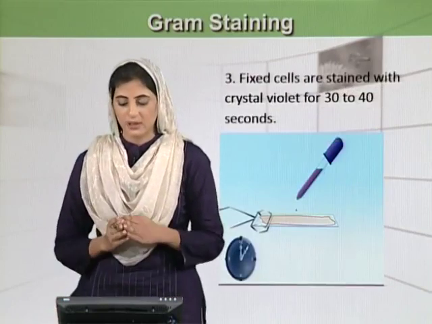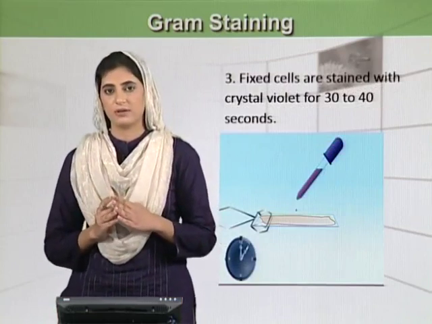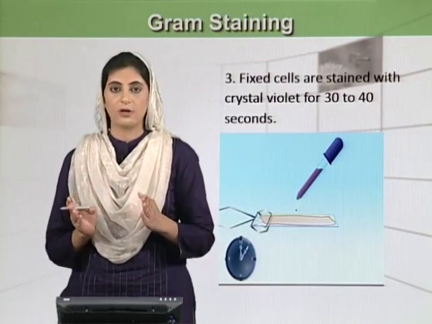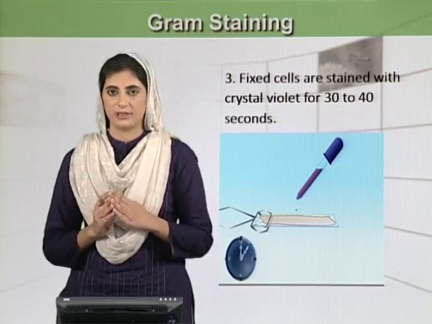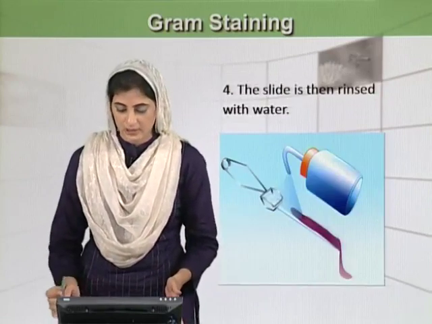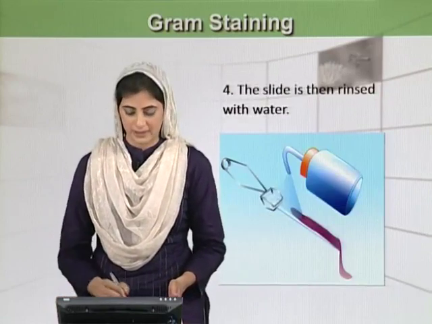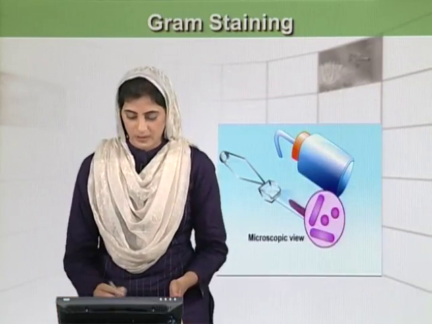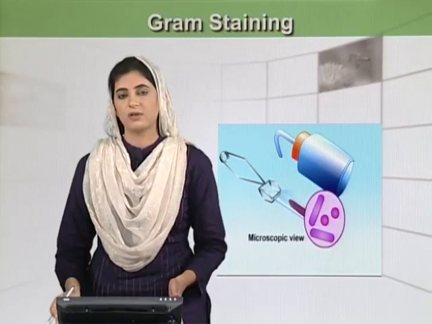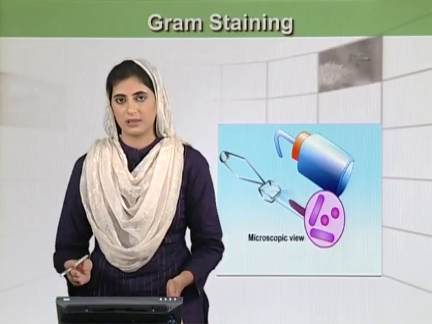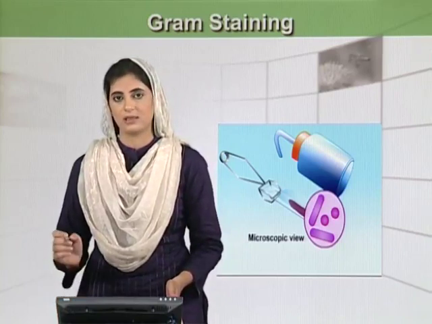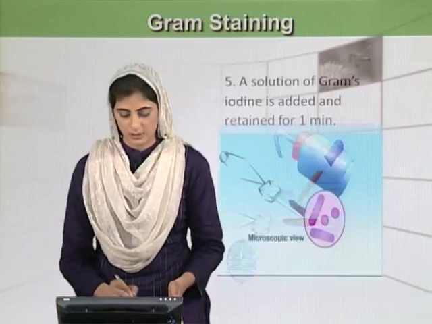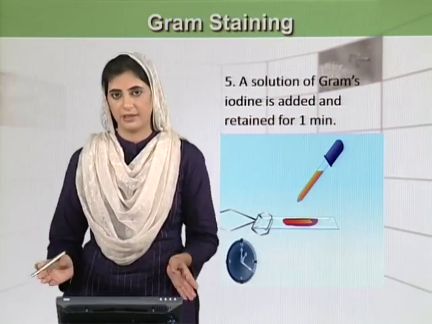In the next step, fixed cells are stained with crystal violet dye for a period of 30 to 40 seconds, and after that you rinse the slide with water. If we observe this slide under the microscope at this stage, we can see that all cells are stained purple due to the crystal violet dye.